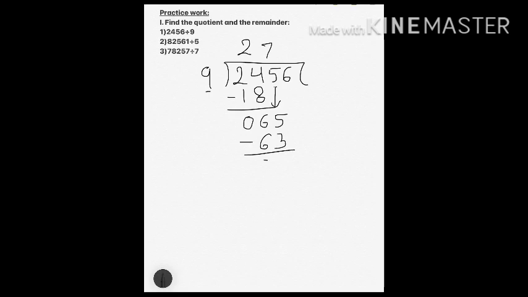I'll subtract this and I'll get 2. I'll bring down the next number 6, it will become 26. Now check 26. 9 goes how many times in 26?